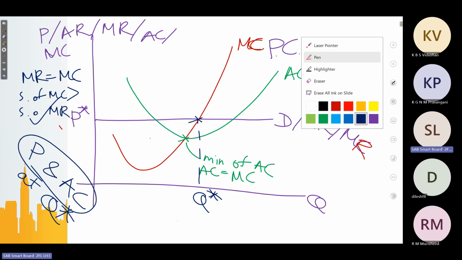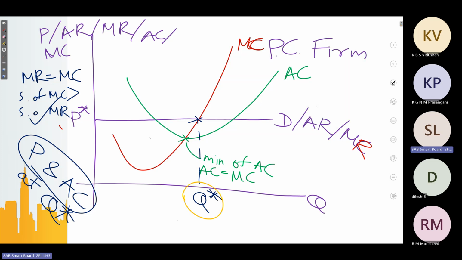At profit maximizing output level, what is the price? Straight from the profit maximizing output level, you have to go to the demand curve to find the price. So this is the price. To find the average cost at profit maximizing output level, you have to go to the average cost curve straight from Q star. So this is the average cost at profit maximizing output level.